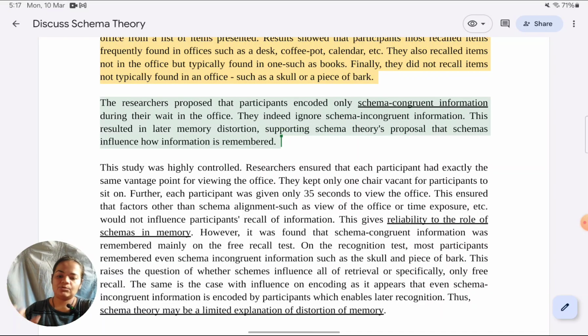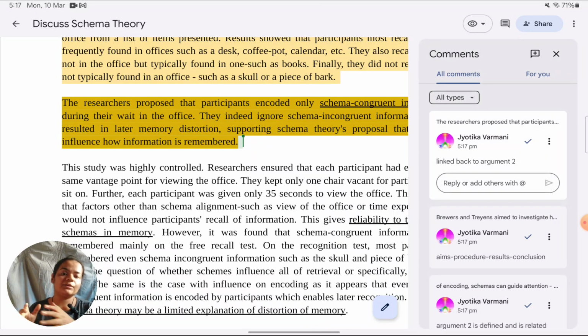in which it is explained, okay, initially we said schemas can influence both encoding and retrieval. That is the argument. So now we are saying, okay, this is how it is supporting the argument by showing that only schema congruent information is encoded and then that is only retrieved, whereas incongruent information is ignored. Look at the terminology. Again, look at the terminology. Already you must have looked at how encoding, retrieval terms are used. Now, what is use of good terminology here?